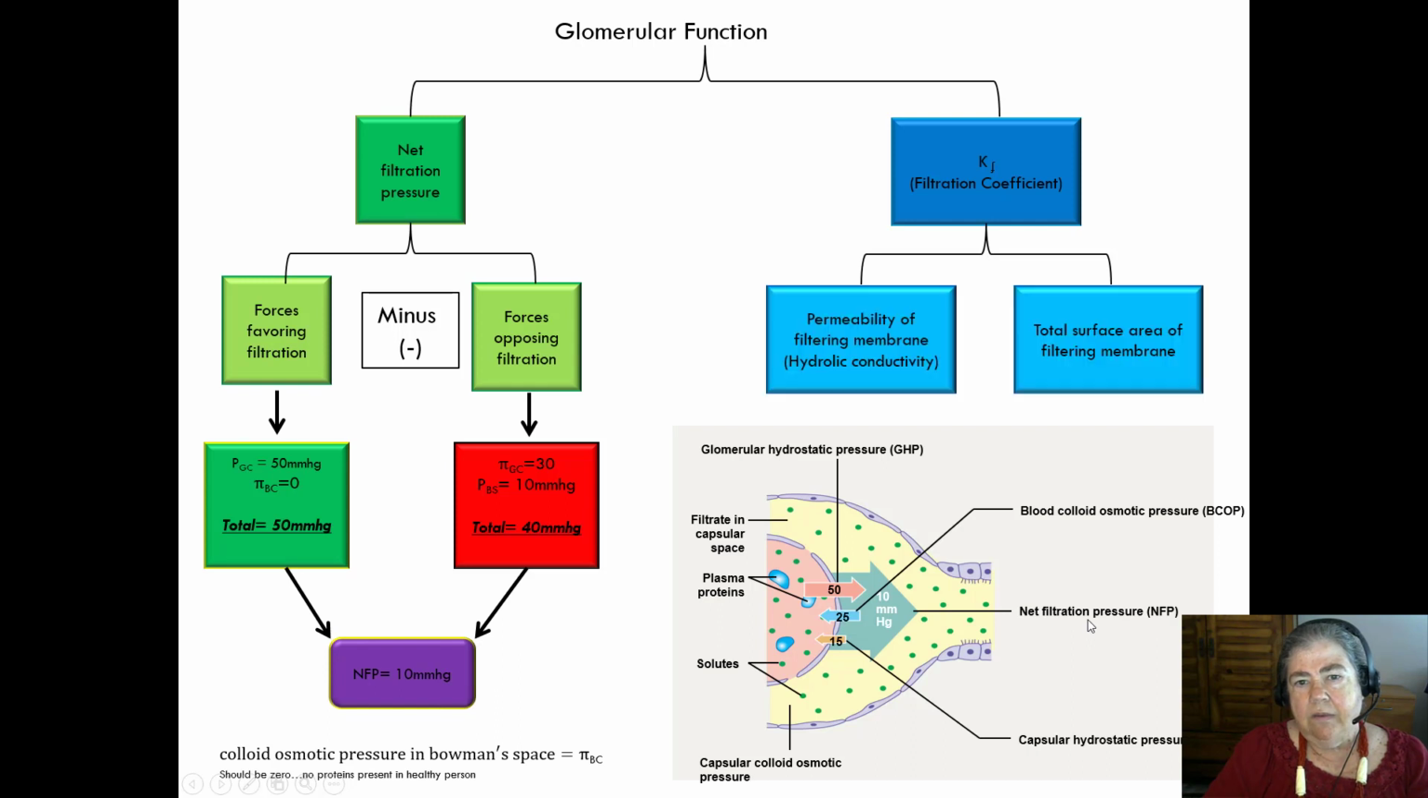The filtration coefficient has to do with the permeability of this membrane, which is the capillary wall with its other structures, and the total surface area of the filtering membrane. So if we do something that alters the permeability of the filtering membrane, that can change the filtration coefficient and glomerular function. If we lose nephrons, if we lose glomeruli and decrease the total surface area of the filtering membrane, that can also reduce the filtration coefficient and reduce glomerular filtration rate.